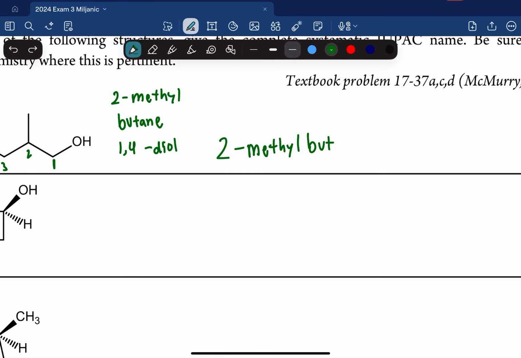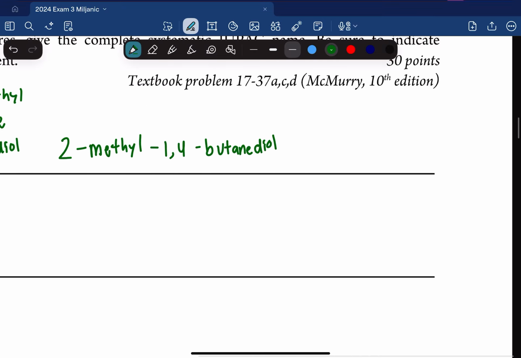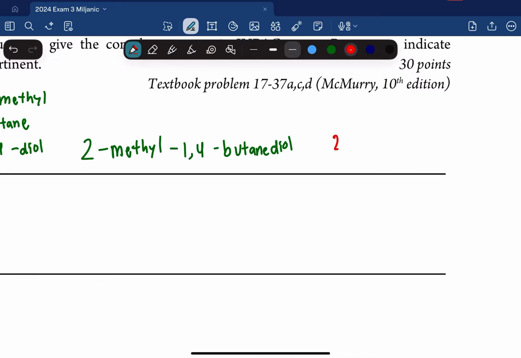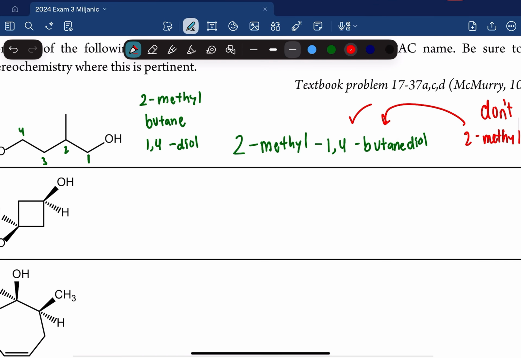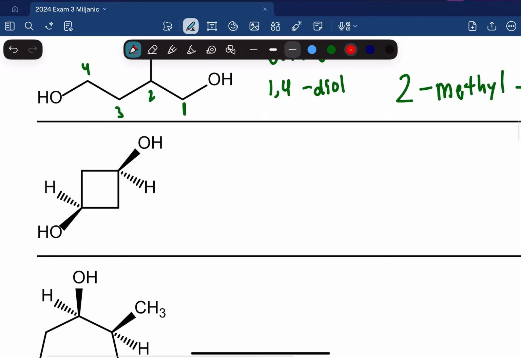Actually, you want to put the numbers before. So you can say 2-methyl-1,4-butanediol. Yeah. And another alternative that is acceptable, I think you can say 2-methylbutane-1,4-diol. But don't do this, just in case. So you're gonna want to do this. This is perfect.